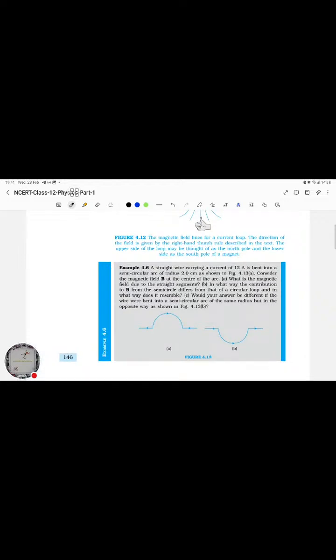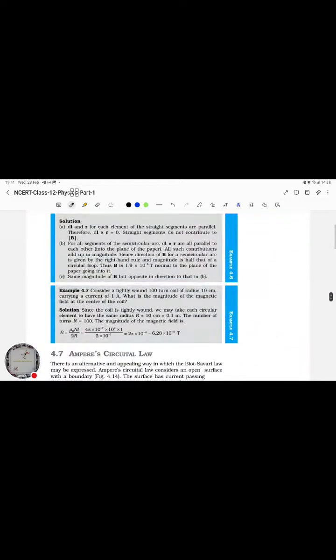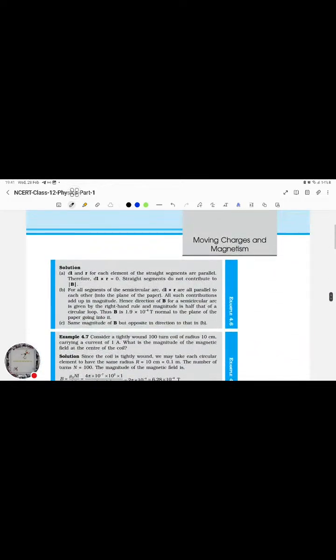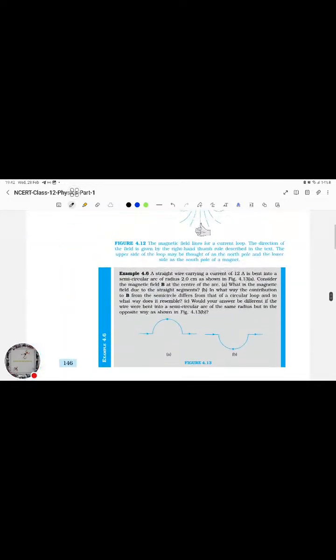In what way does the contribution to B from the semicircle differ from that of a circular loop, and in what way does it resemble? For all segments of the semicircular arc, dl bar cross r are all parallel to each other. So dl bar cross r are into the plane of the paper. All such contributions add up in magnitude. Hence, the direction of the magnetic field for the semicircular arc is given by the right hand rule, and the magnitude is half that of the circular loop. Thus B is equal to 1.9 into 10 power minus 4 Teslas.